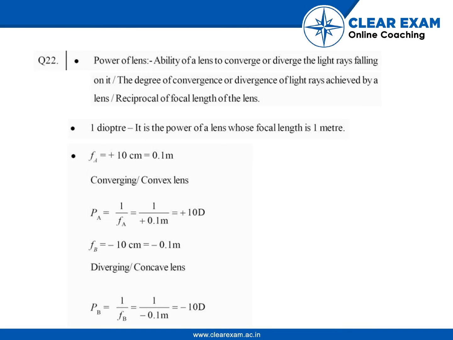So what is power of a lens? It is the ability of a lens to converge or diverge the light rays falling on it. The degree of convergence or divergence of light rays achieved by a lens. It is the reciprocal of the focal length of the lens. So the SI unit of power is 1 diopter, as it is the power of a lens whose focal length is 1 meter.